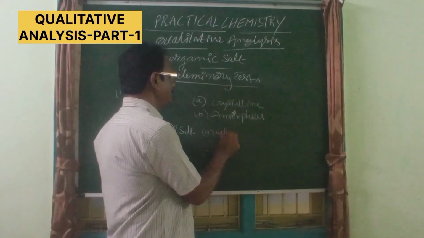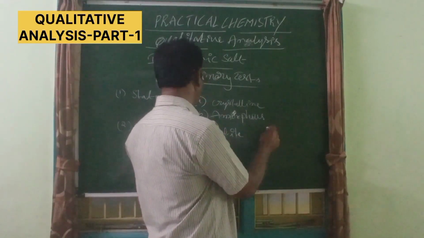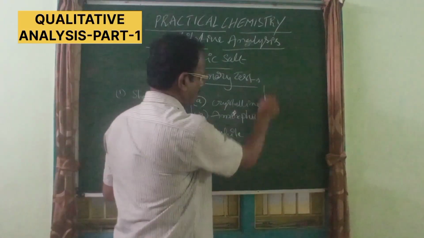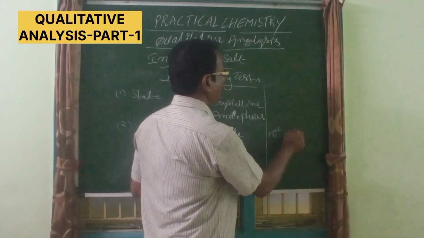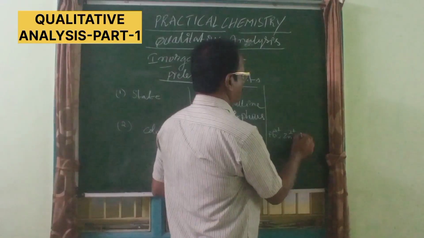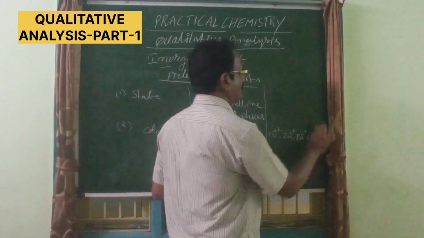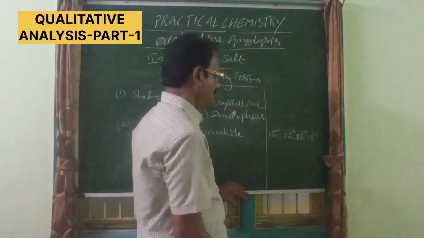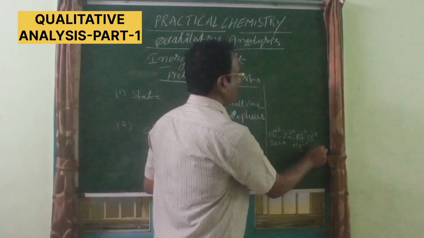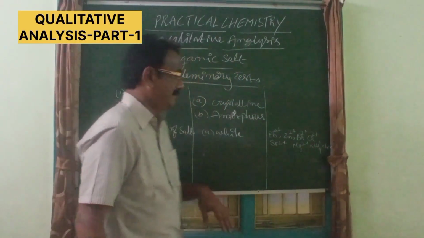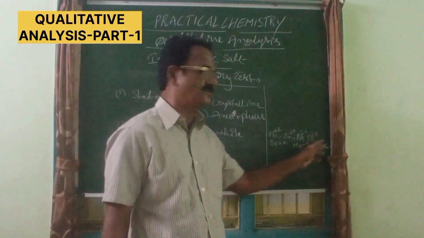Here, white. If the salt is white in color, it may contain, so I will take it in tabular form, Pb2+, Zn2+, Ba2+, Ca2+, Sr2+, Mg2+, NH4+, etc. For detailed explanation as far as possible, I wrote this many ions here.